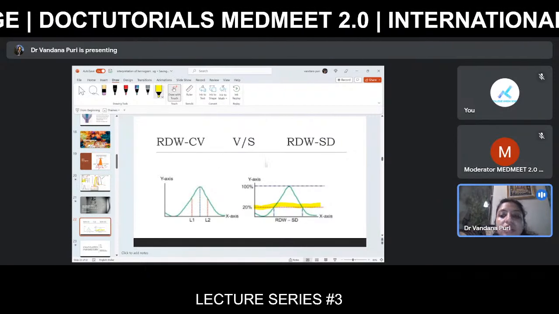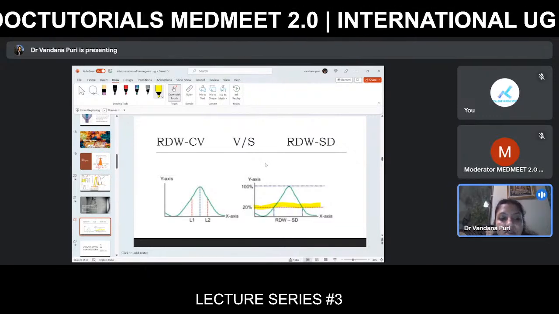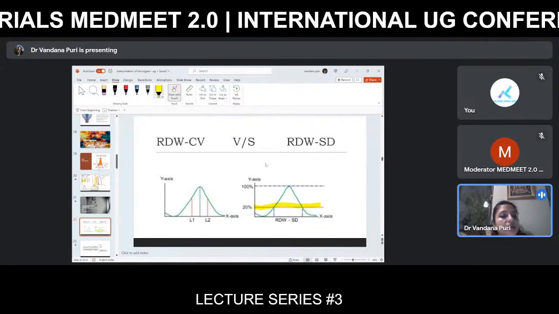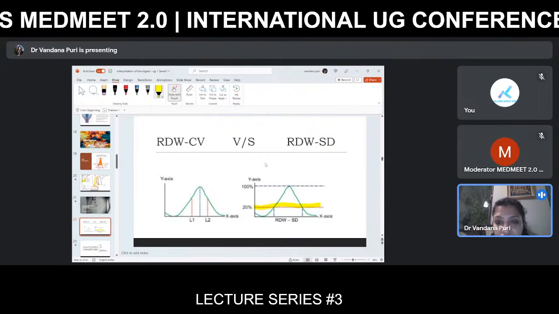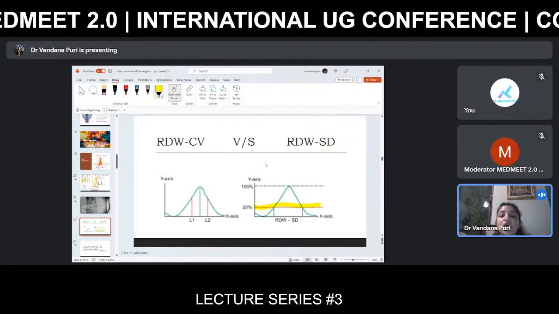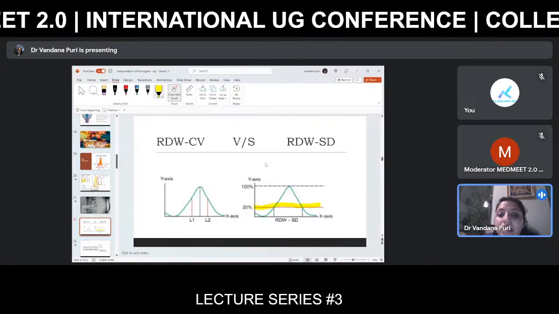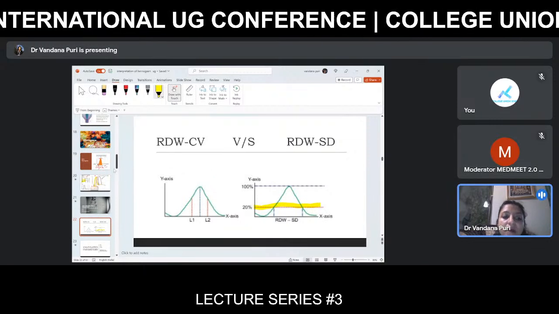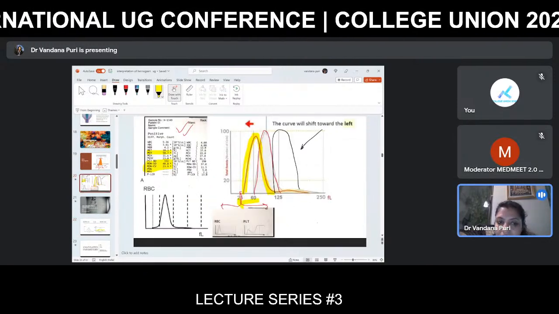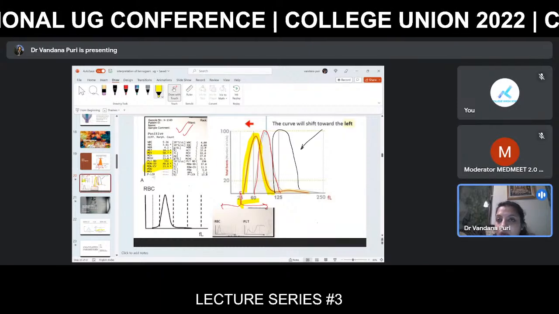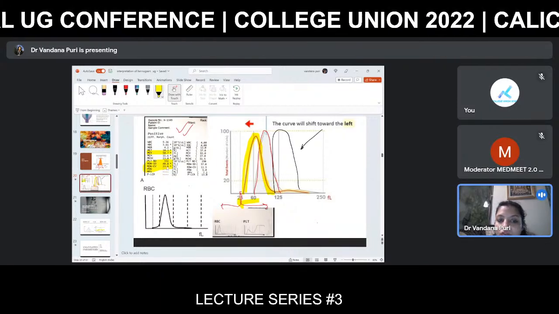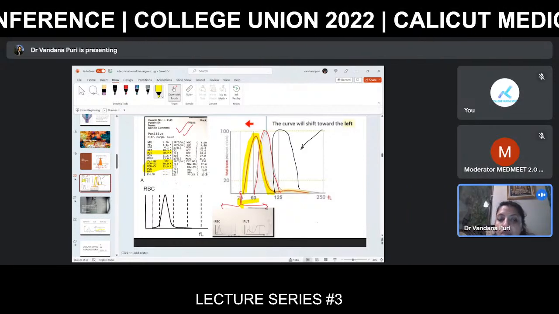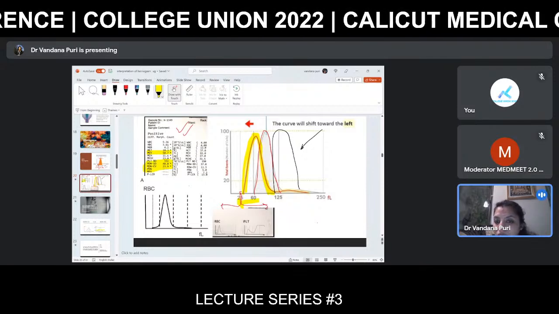So the more the red cell anisocytosis, the variation in the size, the more the RDW. Patients with iron deficiency anemia have more RDW, whereas in patients with beta thalassemia trait, the RDW usually remains normal. So whenever you have a microcytic hypochromic picture, look at the RDW. If your RDW is in the normal range, then you should think of beta thalassemia trait.